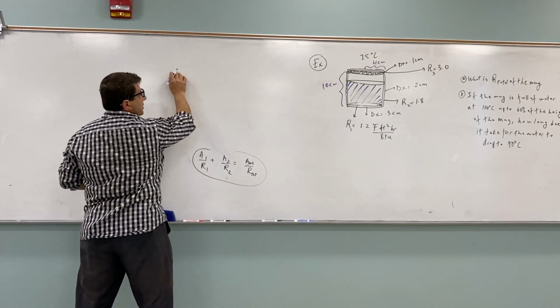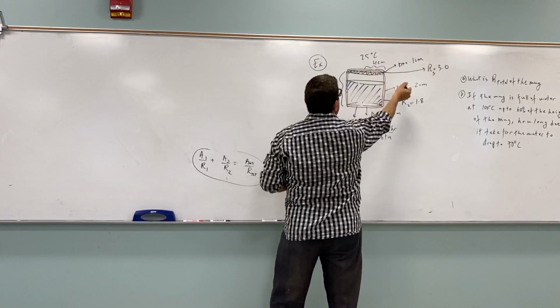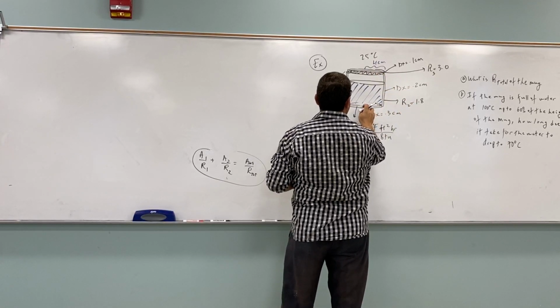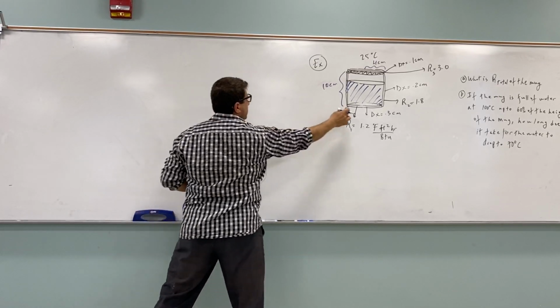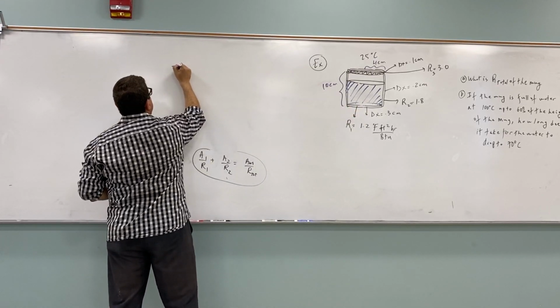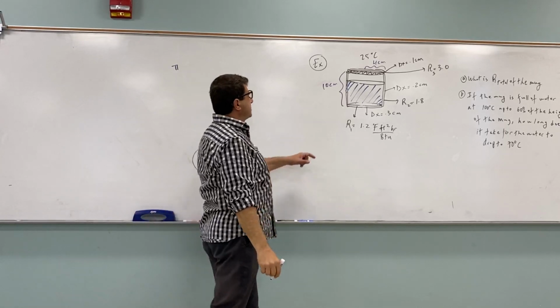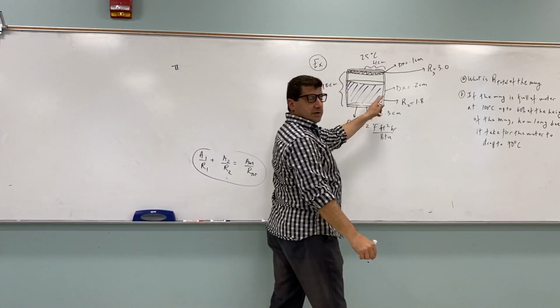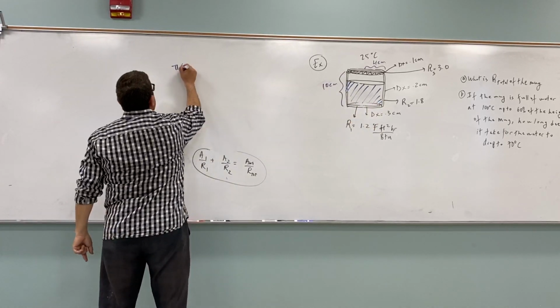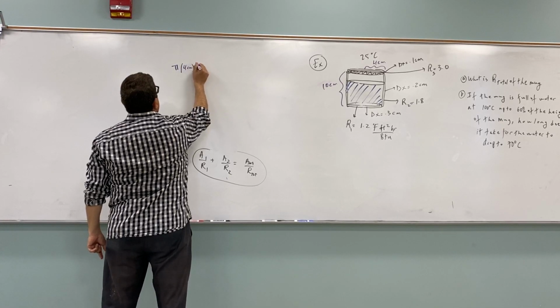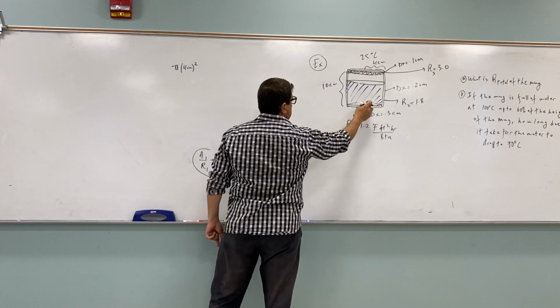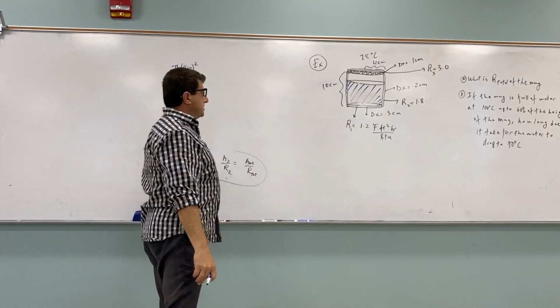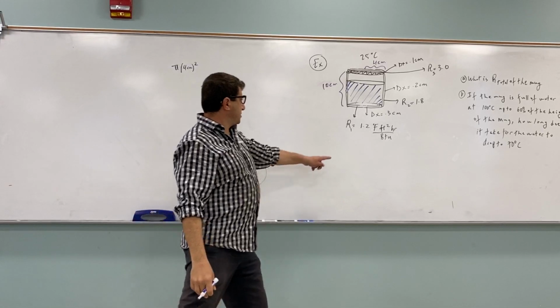So A1, let's say this one, the bottom one I called R1. So A1 is going to be the surface area of the bottom, right? So pi times the radius of the bottom, 4 centimeters squared, that's the area of the bottom, divided by R of the bottom, which is this one.